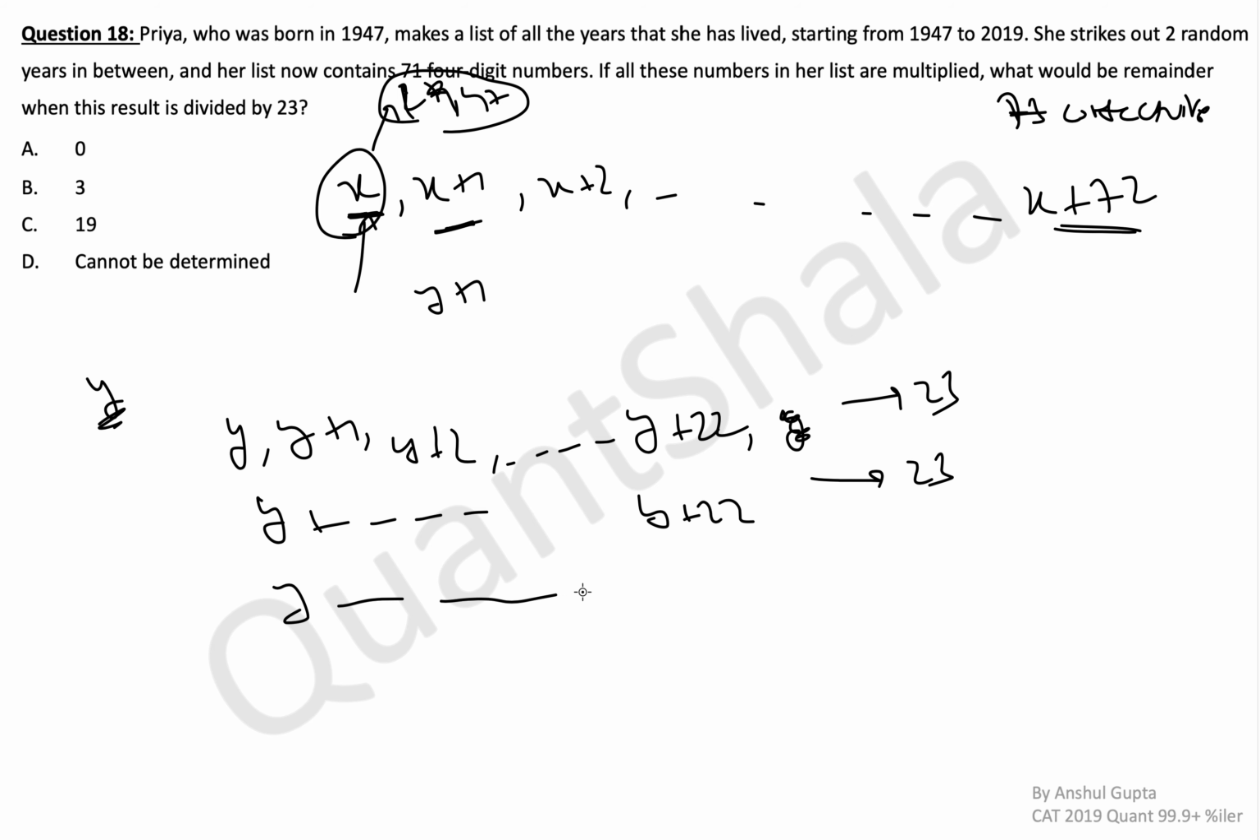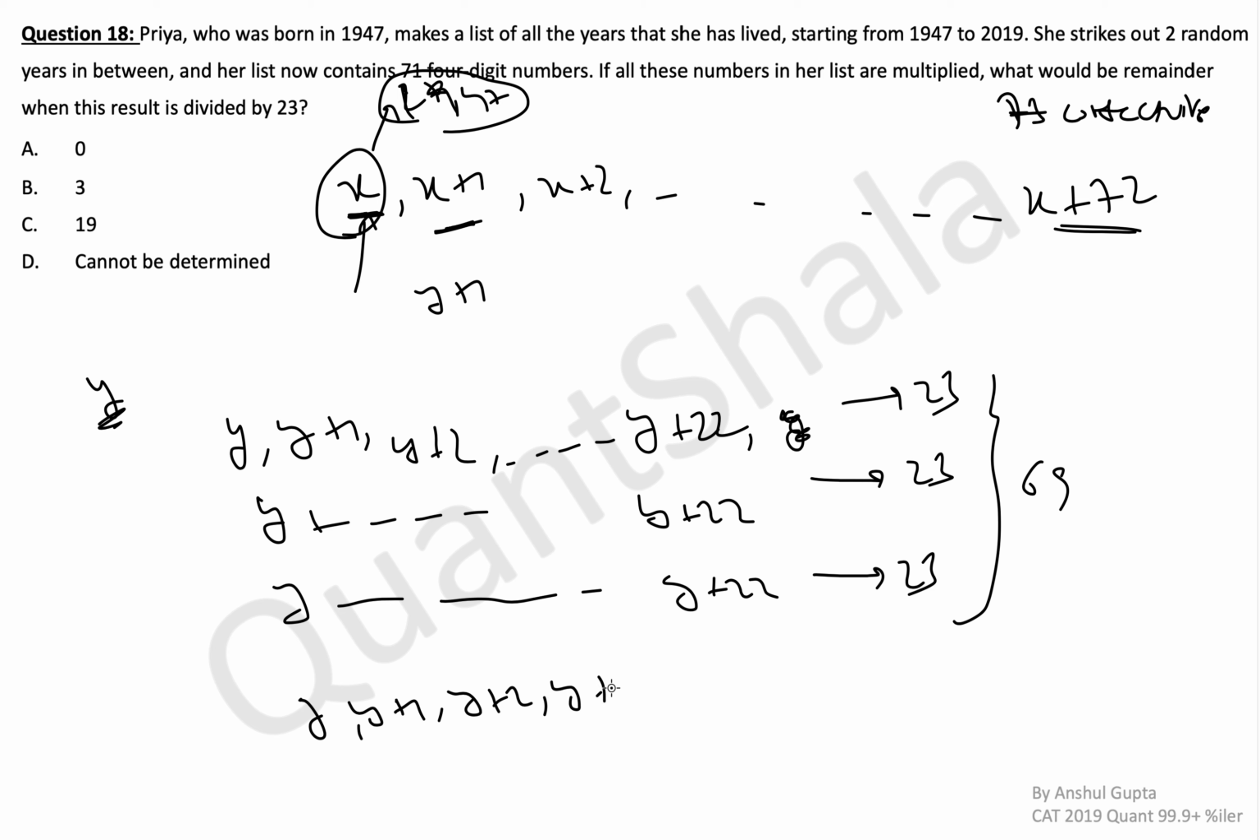Then you have again this entire cycle repeating from y to y plus 22. This is again 23 numbers. Till now we have 69 numbers. Then you have again y plus 1, y plus 2, and y plus 3, some 4 numbers here. Now in this, if you see, these are 3 complete cycles of remainders with 23.